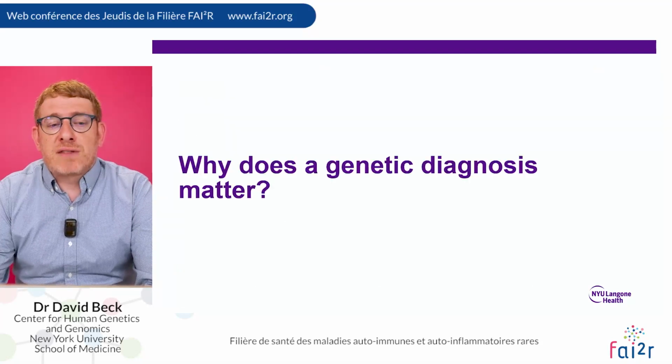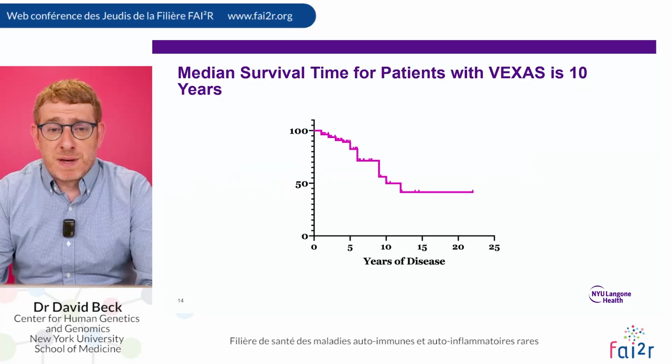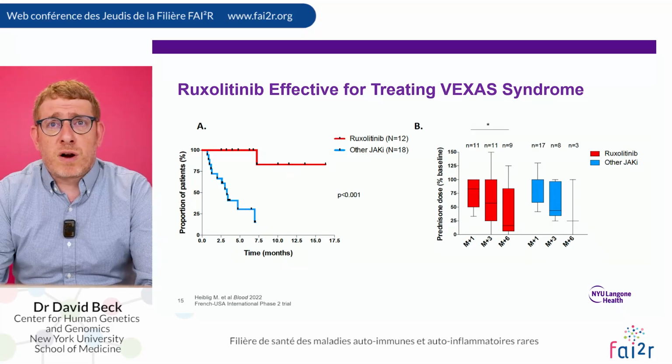So why does a genetic diagnosis matter? What does it matter to actually make this diagnosis? So it matters because we can provide better guidance for patients. So the median survival time for patients with VEXAS is 10 years. So we can actually provide a little bit of prognosis in terms of their disease. We can also start to predict what therapies will work.